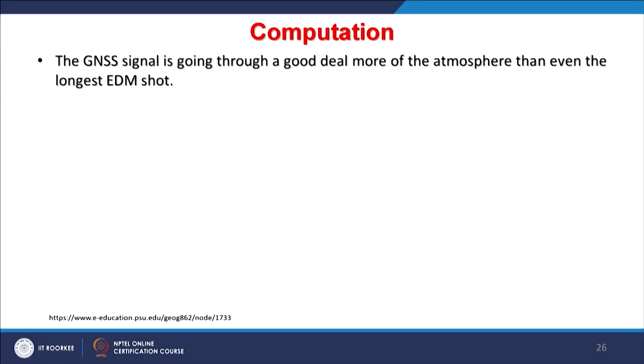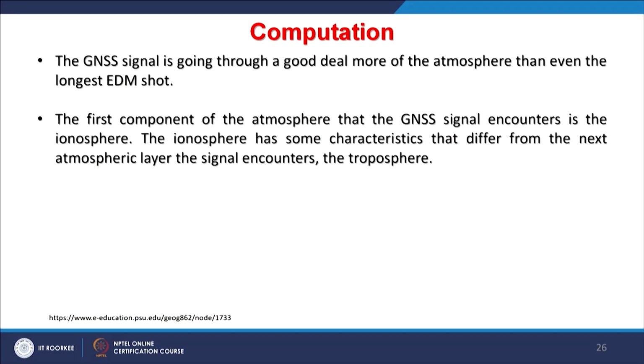And a GNSS signal goes through a good deal more of the atmosphere than even the longest EDM, because in a ground-based or terrestrial survey, you are using EDM for maybe 1 kilometer or 500 meters, but here the signals are coming from a very long way. The first component of the atmosphere that a GNSS signal encounters is the ionosphere. So, when the signals come from the top, first they encounter the ionosphere, and ionospheric delays are there with the GNSS signals.